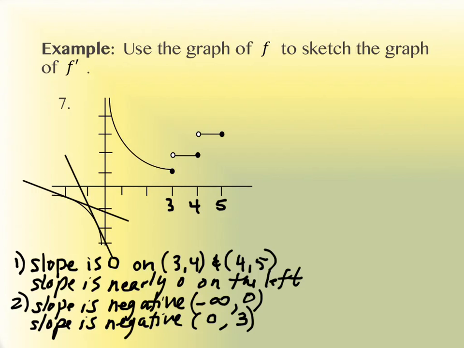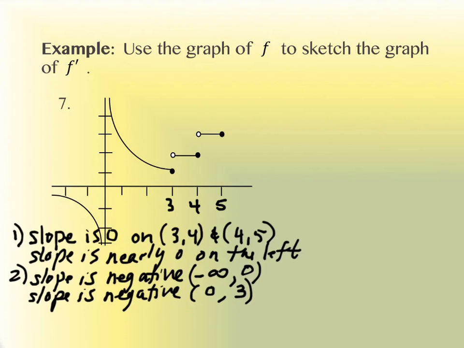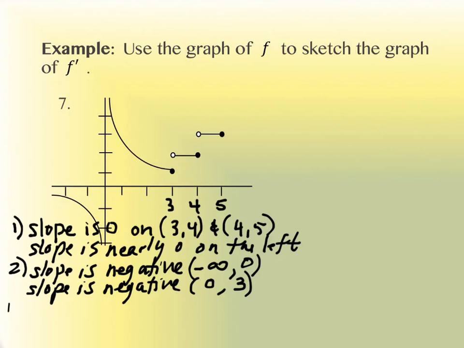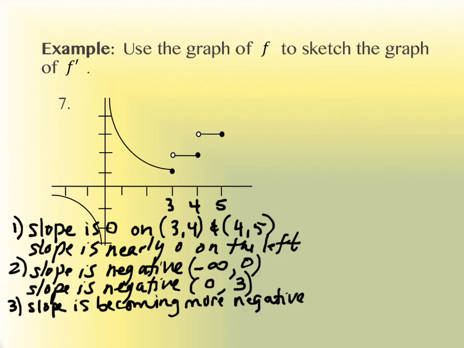They're steeper, right? They're steeper downhill. So one of the phrases that we could use, this is the phrase I'm going to use, is I'm going to say that the slope is becoming more negative from left to right on the interval negative infinity to 0. As I'm moving from left to right, it is becoming more negative.